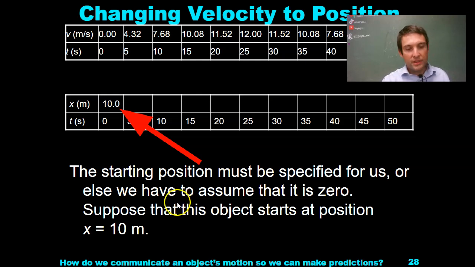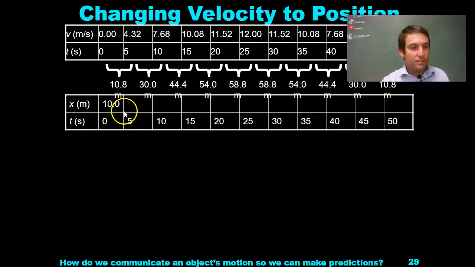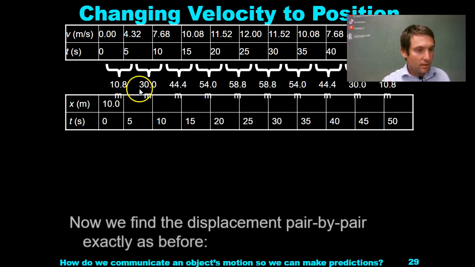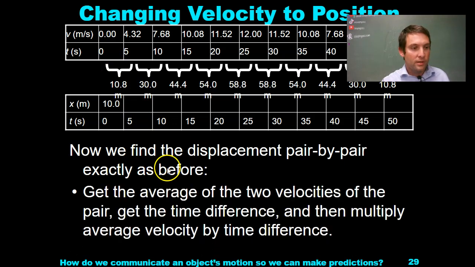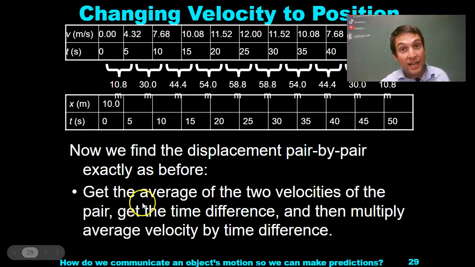So suppose that this object starts at position positive 10 meters. Now we find the displacement pair by pair exactly as before. Get the average of the two velocities of the pair, get the time difference, and then multiply the average velocity times the time.